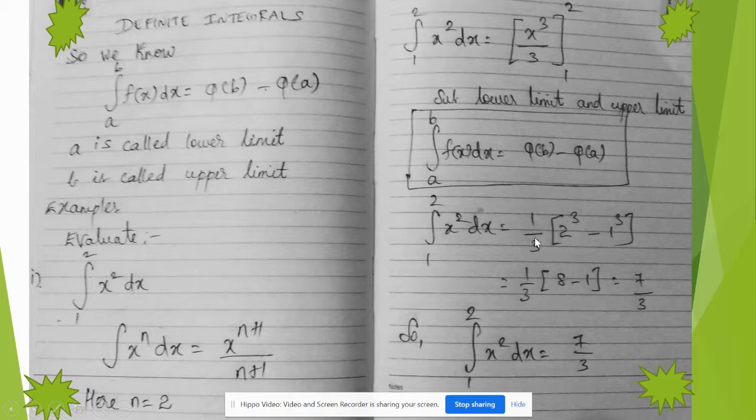1 by 3 I have taken outside. So we have 1 by 3. 2 cube is 2 into 2 into 2, which is 8. And 1 cube is 1. So we have 8 minus 1 is 7. It is 7 by 3. So the integral of x square dx between the limits 1 to 2 is 7 by 3. The value of this integral is 7 by 3.